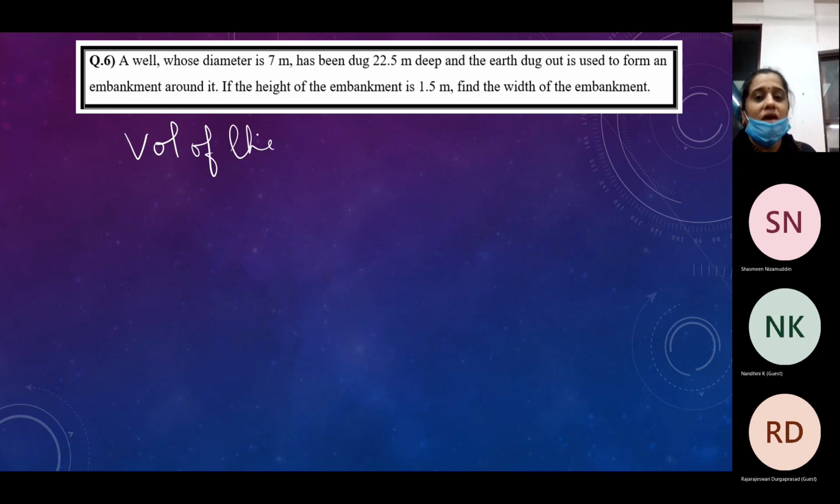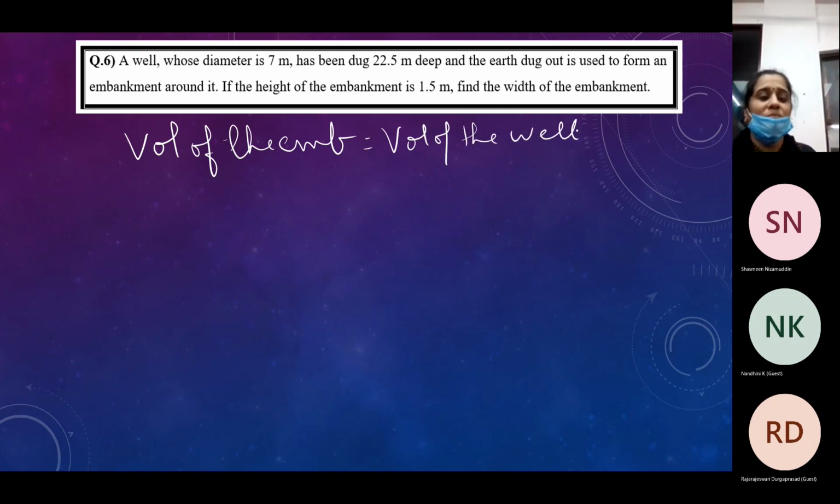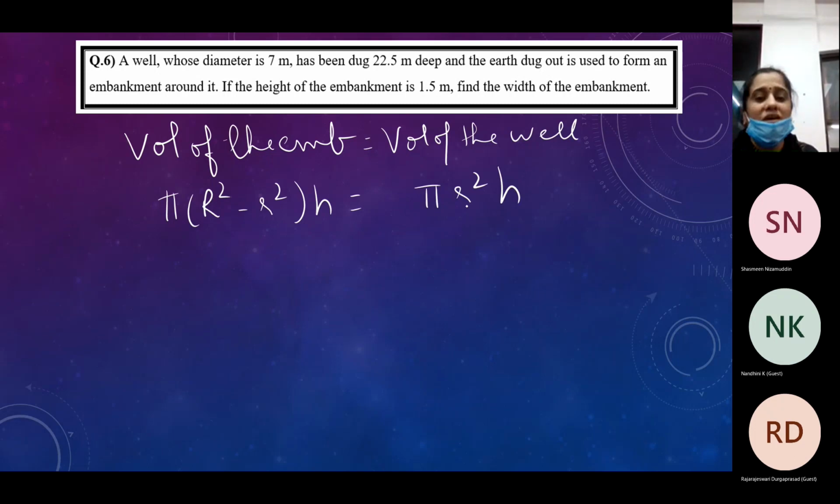See here. The volume of the embankment, meaning the volume of the earth there, is equal to the volume of the well. And how do you find the volume of the embankment? Pi capital R square minus small r square into h is equal to the volume of the well, which is pi r square h. Now the radius of the well and the inner radius of the embankment is the same. See here, the inner radius of the embankment and the mouth of the well will be there only, no? This is the mouth of the well. When you look inside the well, the mouth of the well and the inner circle of this one will coincide. That's how it's built.